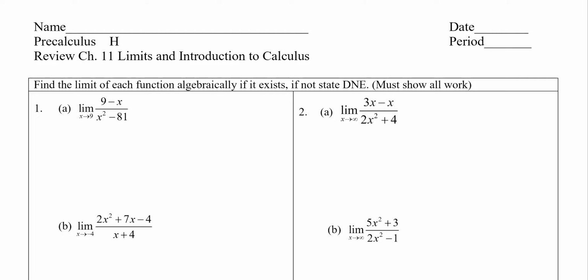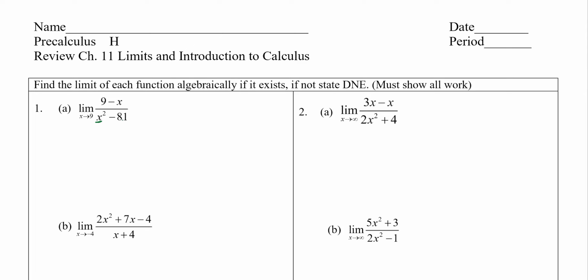Alright, so this is the review for Chapter 11 on limits and introduction to calculus. So for number 1, we have the limit of that function as x approaches 9. Remember, what we always want to try to do is evaluate the function with direct substitution. But if we try to do that, we notice that if I plug in a 9 for the x, on the bottom I get 9 squared, which is 81, minus 81, which is 0.